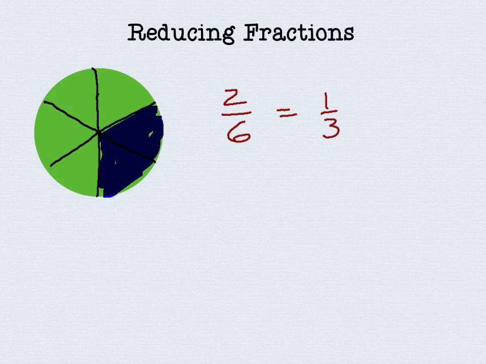The fraction on the left contains a number in the bottom that's not prime, 6. So if you divide both the numerator, which is the top, and the denominator, which is the bottom, by 2, you get a reduced fraction of a third. So a reduced fraction is the exact same quantity or size as the unreduced fraction, but it's written in a different way.